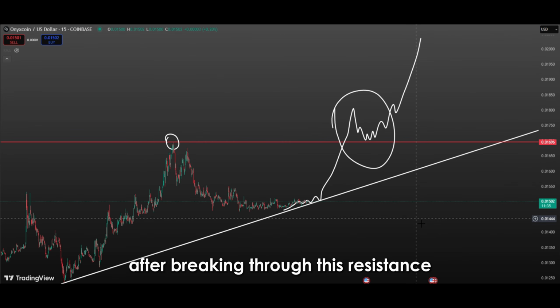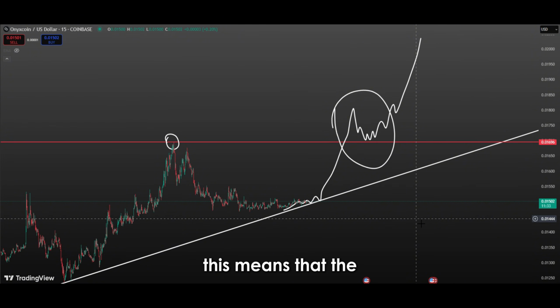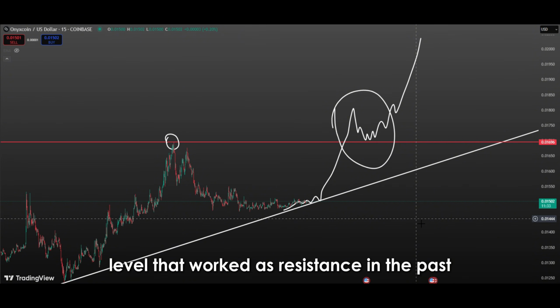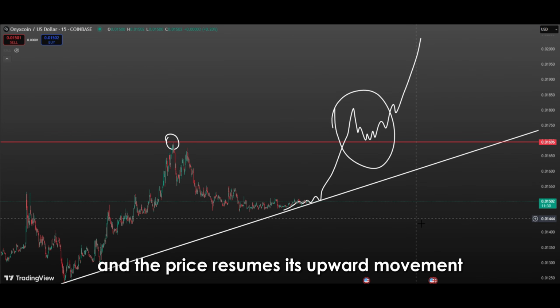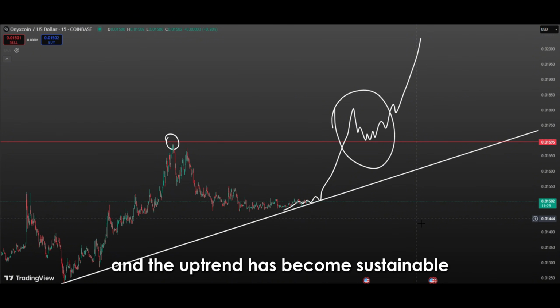After breaking through this resistance, the price can often return to the same area in a move called a retest. This means that the level that worked as resistance in the past is now being tested as support. If there is a retest in this area and the price resumes its upward movement, this indicates that the breakout is permanent and the uptrend has become sustainable.